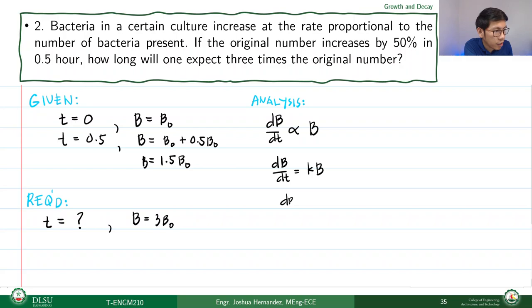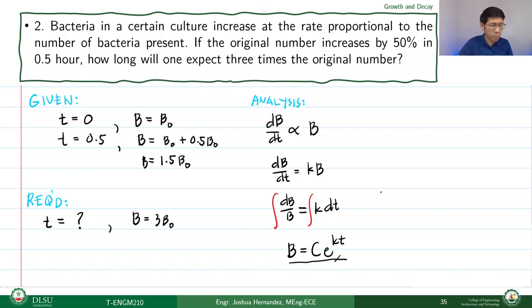And then by putting B on the denominator of dB, or separating the variables, and then integrating, makakakuha tayo ng ln B, or simply shortcut ko na rin, B is equal to C e raised to kt. Right, so ito yung ating first working equation.